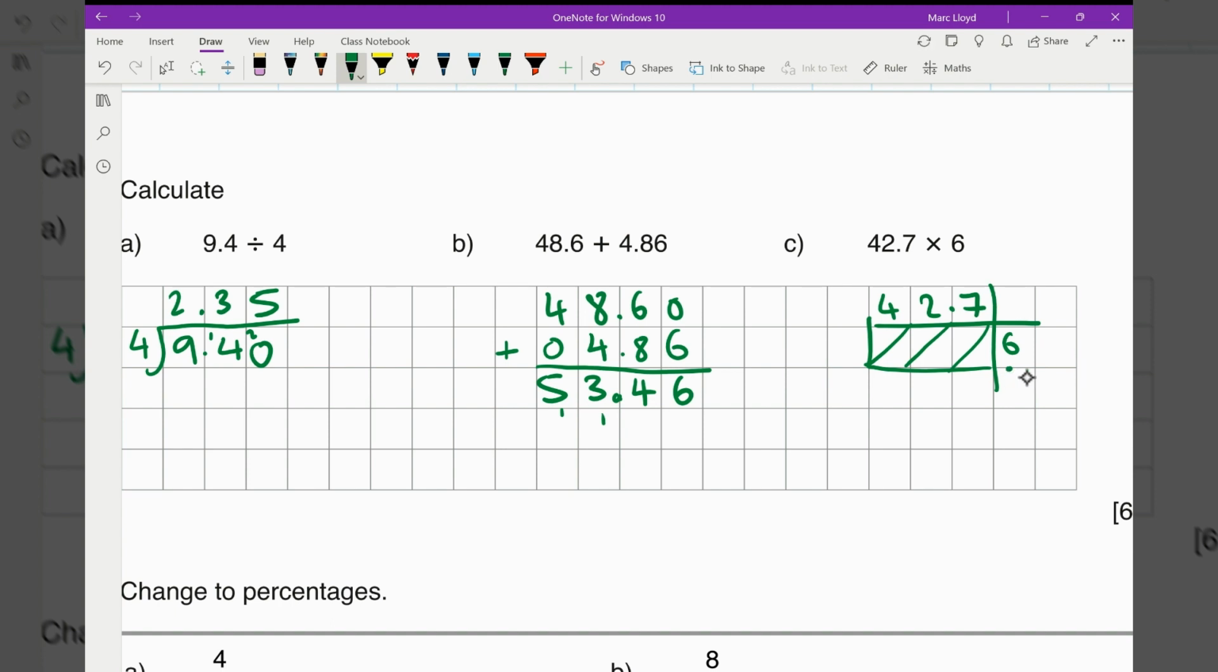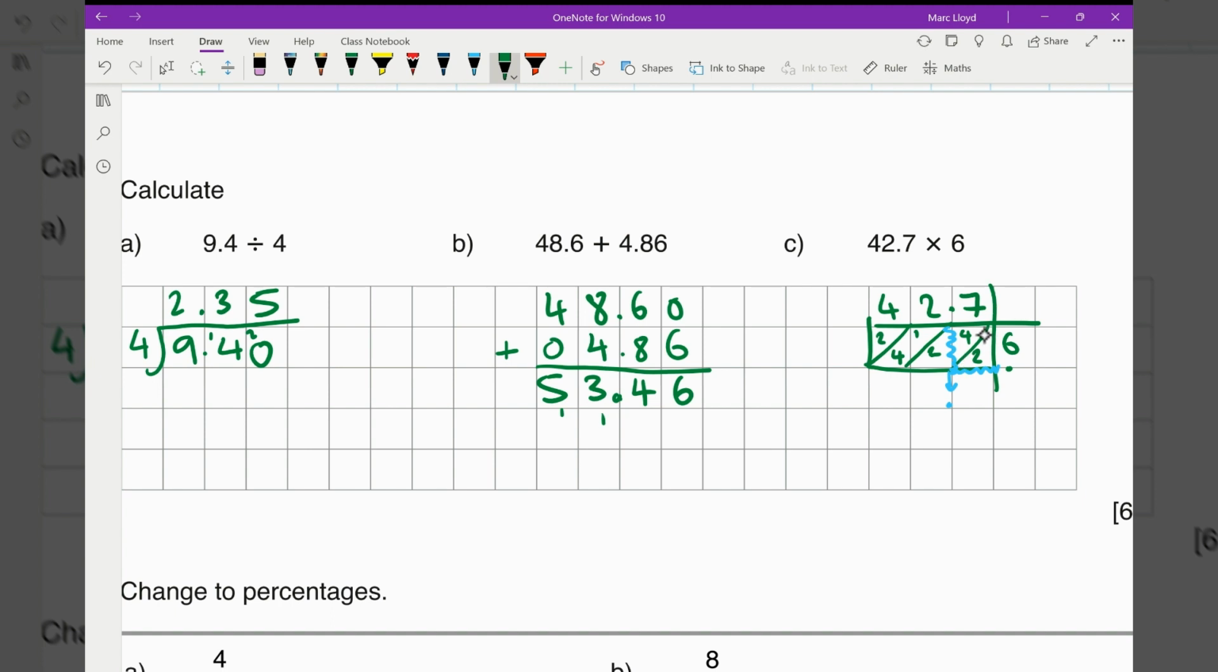So what's happening is we've got our decimal place here and here. So if I just change my colour, where those two meet, if you draw a little squiggly line, will be where that decimal place comes out. And then in these grids, you just do the multiplications and put the tens in the left side and the units on the right. So 7 times 6, 42. 2 times 6, 12. 4 times 6, 24.